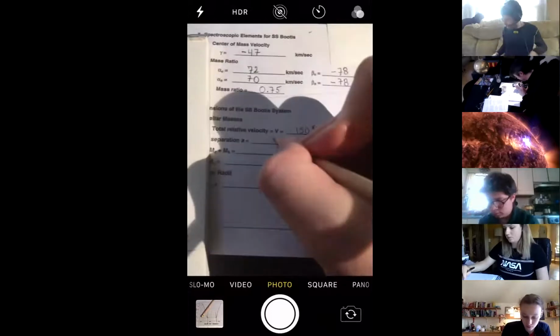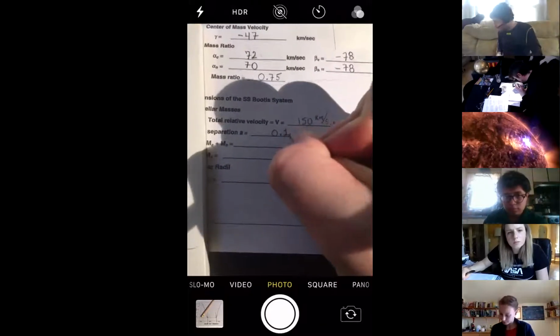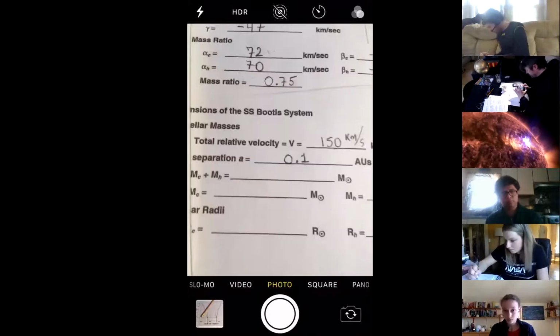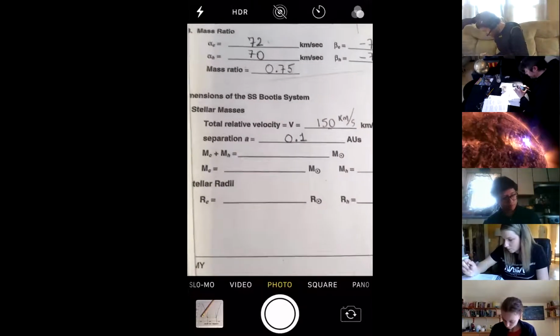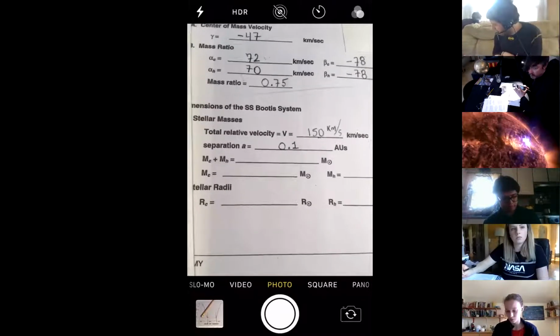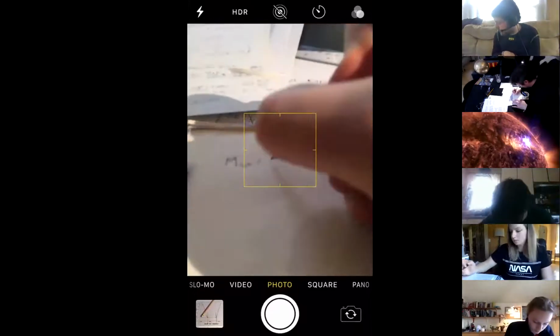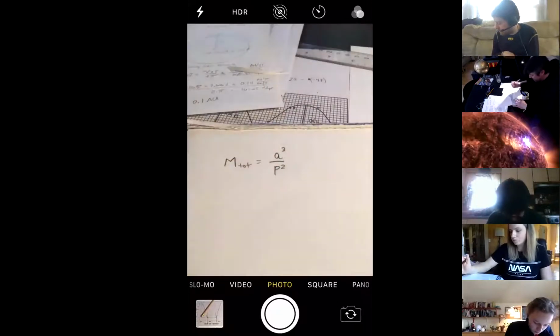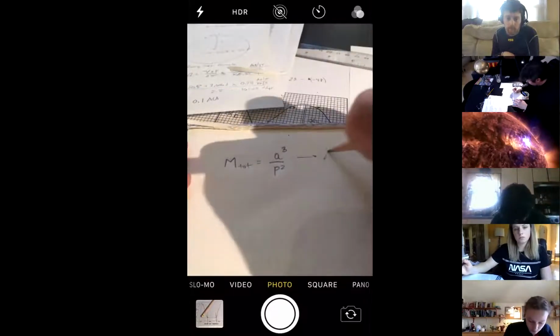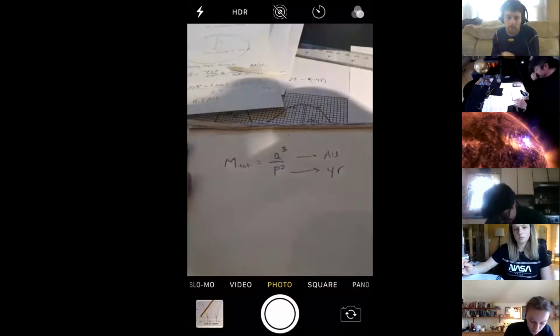And that's what we're going to write here. Where'd my pen go? There. Okay. Y'all ready to do some Newton's Third Law, Kitty Edition? Kepler's Third Law, Kitty Edition, tells us that the total mass of my system is A cubed over P squared, okay? Where A is in AU and P is in years.